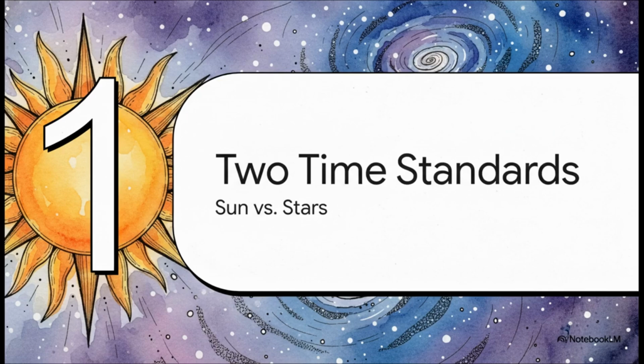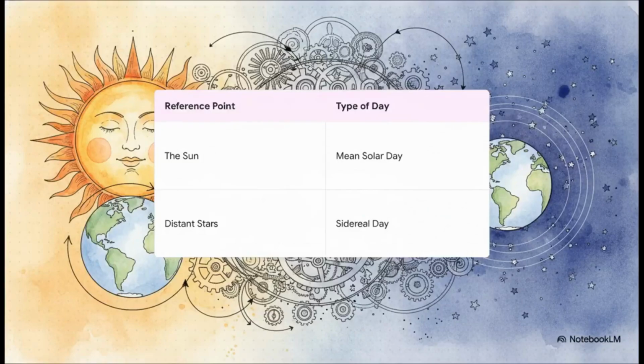The first thing we need to understand is that there are two fundamental ways to measure a day, and it all depends on which celestial object you use as your stopwatch. First up, you've got the mean solar day. This is the one we all know and live by. It's based on the sun's position in the sky, and it's the foundation for our clocks and calendars. Then there's the sidereal day. This is the astronomer's time. It uses the seemingly motionless backdrop of distant stars as its reference point. And this simple change in perspective is where all the interesting physics begins.